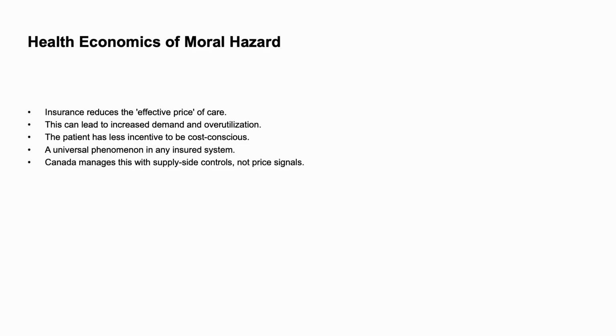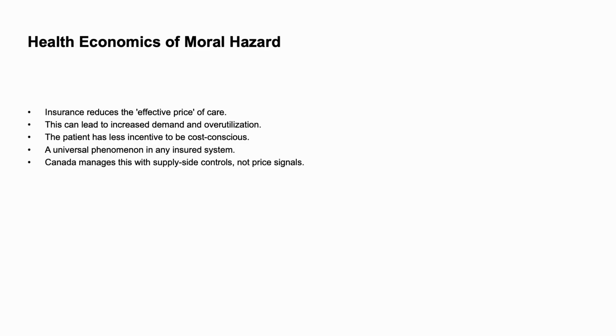In the U.S. private insurance market, mechanisms like copays, deductibles, and coinsurance are used to try and curb this behavior by exposing the consumer to some of the cost. In Canada, moral hazard also exists, as patients face a $0 cost at the point of service for medically necessary care. However, we manage it differently. Our system relies on supply-side controls, such as limiting the number of doctors, capitation funding for some providers, and global budgets for hospitals. This means the supply of care, rather than the price, is the primary mechanism for controlling costs.